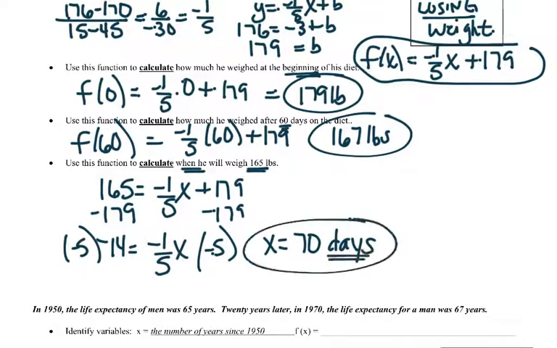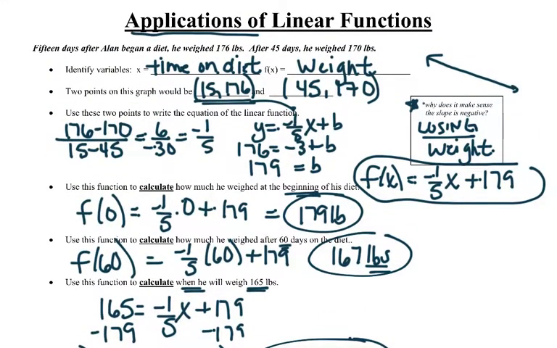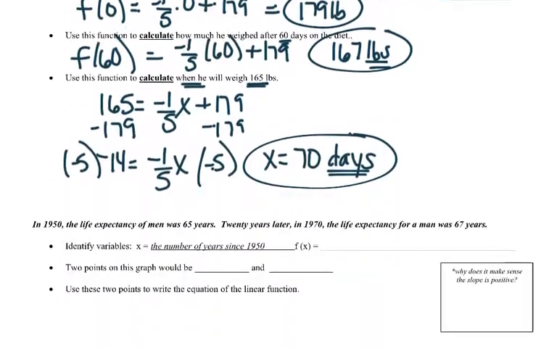Notice that I have my labels, like days and pounds, and how important those were. And obviously we know that this is not truly a true situation, right? We don't lose weight in a linear fashion. It's a made-up story problem, right? But yes, that's it. One more example.